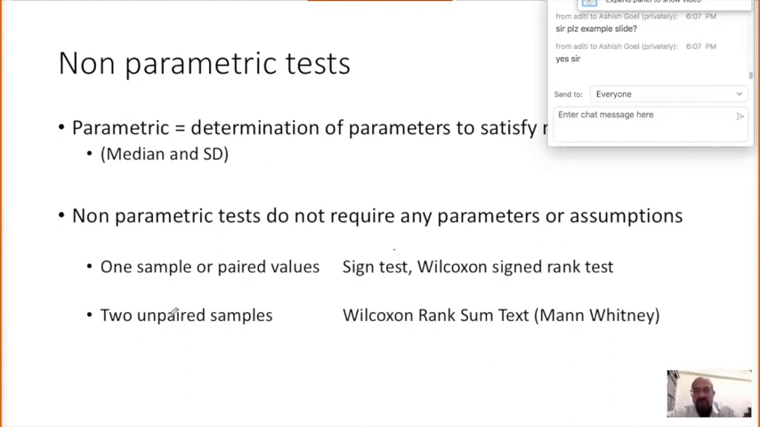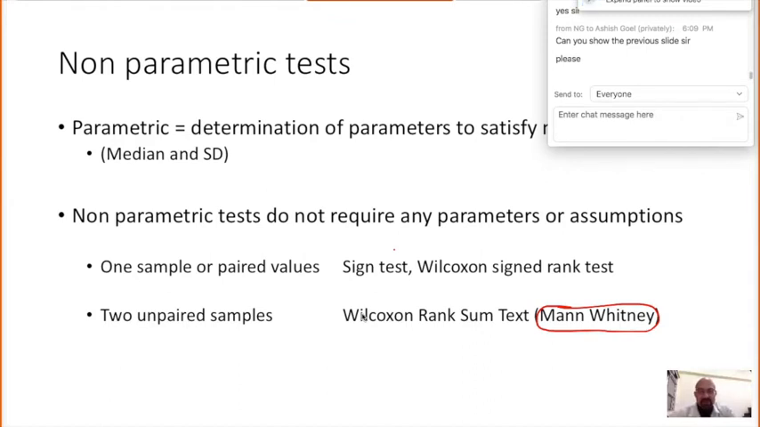So if we have two unpaired samples, we use Wilcoxon rank sum test, which is also called the Mann-Whitney U test. So when you have non-parametric tests to use, for one sample, or if you have paired values, you use either of sign test or Wilcoxon signed rank test. And if you have two unpaired samples, you use a Wilcoxon rank sum test.